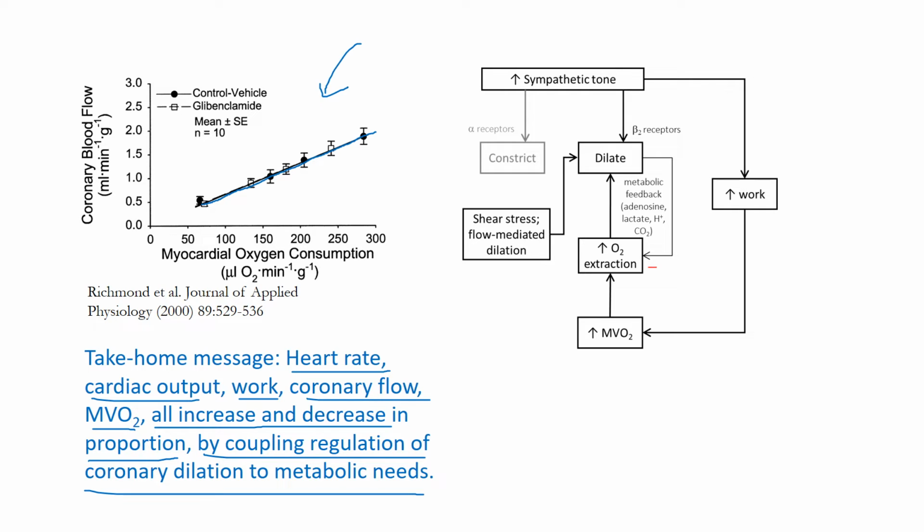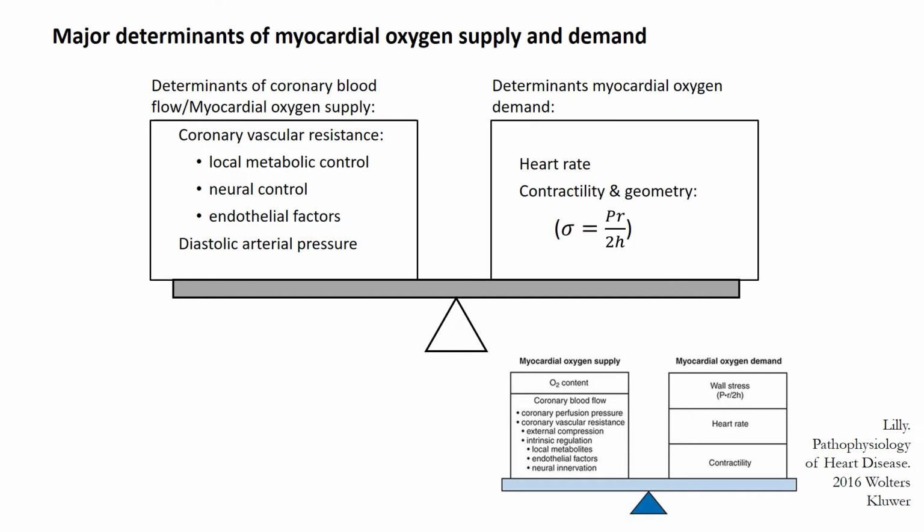And this diagram over here, we've already seen it. It shows the big picture with neural mediated dilation, metabolic feedback mediated dilation, and shear nitric oxide mediated vasodilation. So oxygen demand and oxygen delivery are in balance. This figure I made from this original from the Lilly textbook of heart disease.